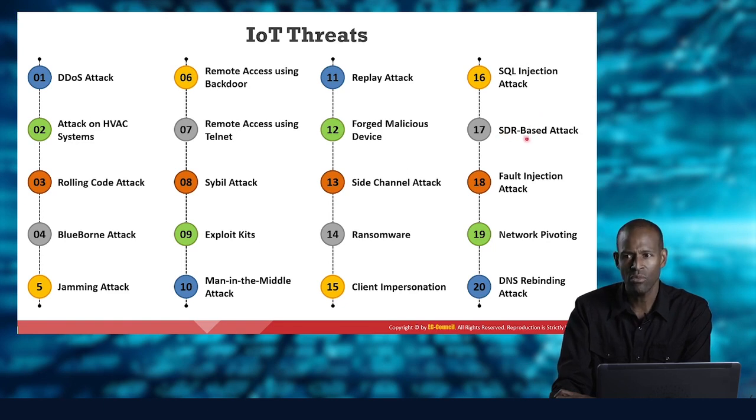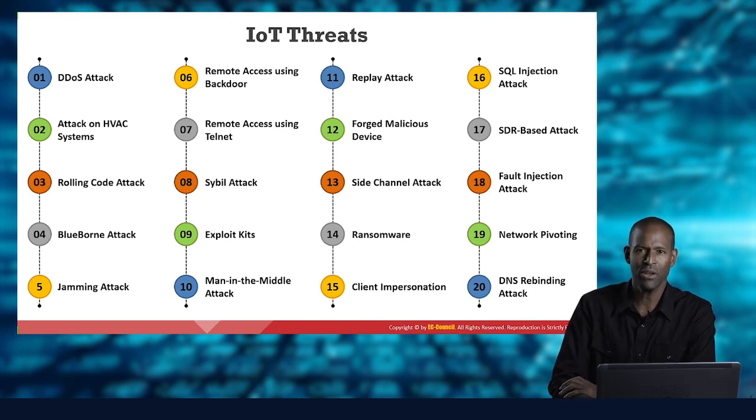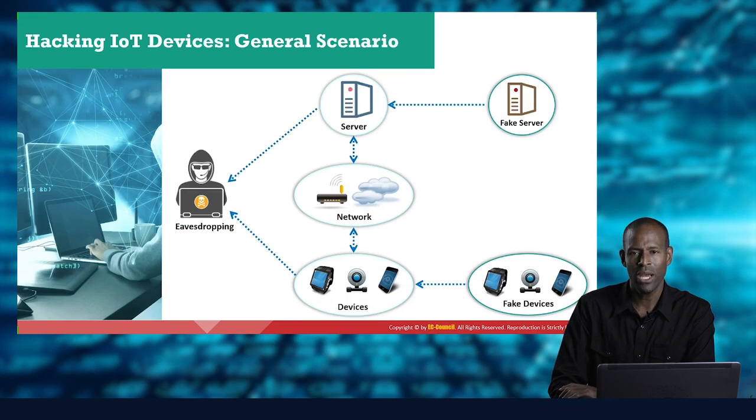These are not just Wi-Fi, but the entire radio spectrum can be used as part of an attack. Fault injection attacks, network pivoting attacks, where IoT devices can be instrumental in allowing an attacker to get from one part of your network to another. And then DNS rebinding attacks. So we have so many IoT threats to think about. It's very important to understand when we get to ways of protecting the IoT device.